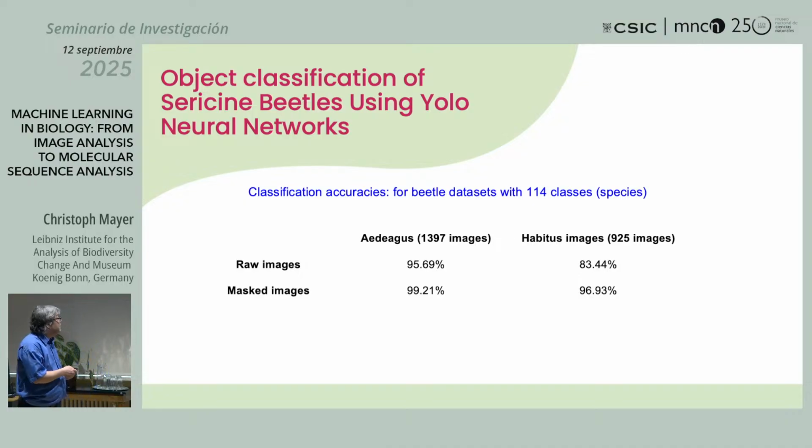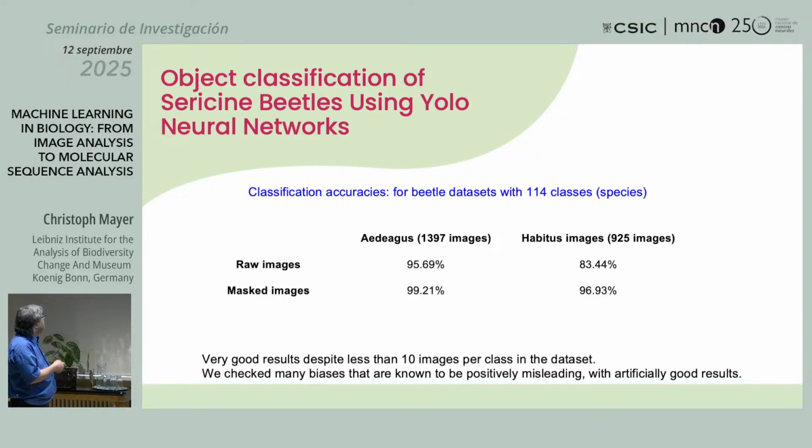So with these numbers here, we get an accuracy of 95.7% basically for the Adigus. On the raw images and on the mask images, we get 99.2% classification results. For the Habitus images, they are more difficult, but we still get 96% or almost 97% here. We also have fewer images here, so that works quite well, even though we have basically, I would say, too little training data.